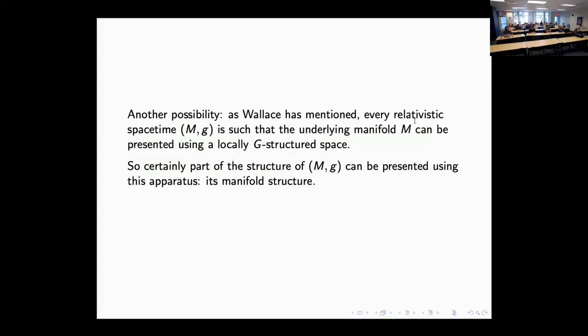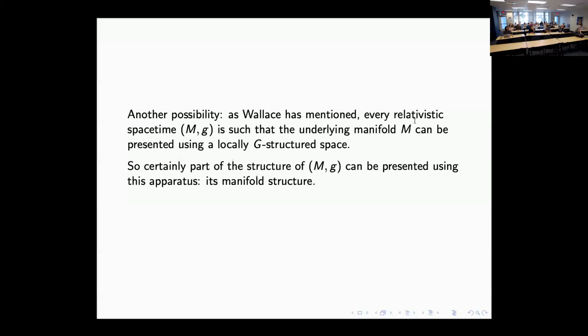Okay, another possibility, as David mentions in his paper on this stuff: every relativistic spacetime is such that the underlying manifolds can be presented using a locally G-structured space. A manifold is just a locally G-structured space for a particular choice of G, namely let G be the collection of diffeomorphisms between open subsets of Rn, let C be your atlas on the manifold. That is a locally G-structured space. So certainly part of the structure of MG can be presented using this apparatus. It's manifold structure. This is definitely true.